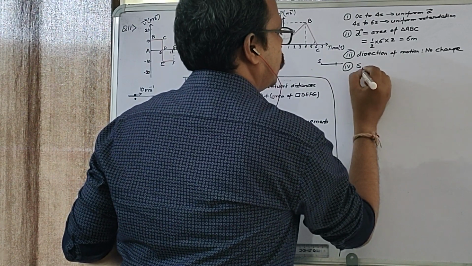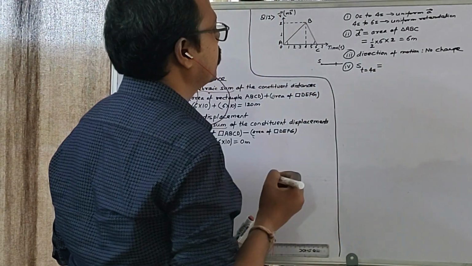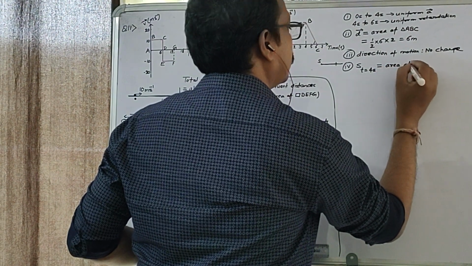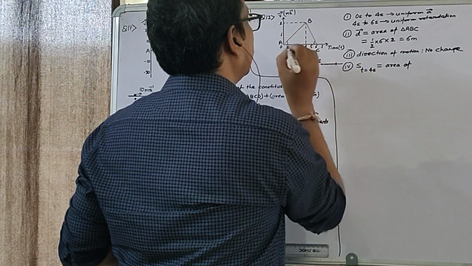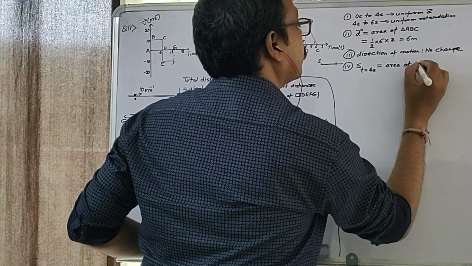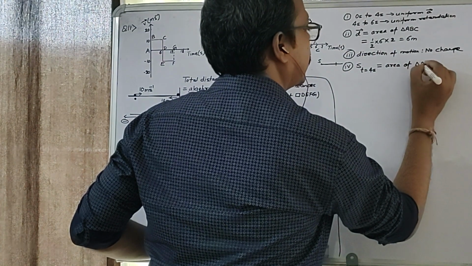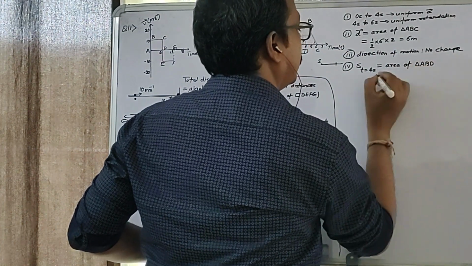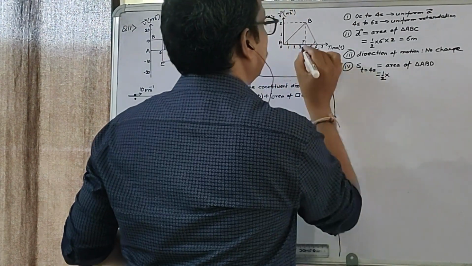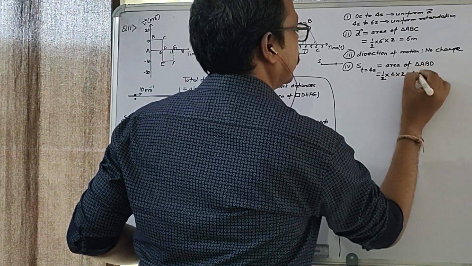As t equals 4 seconds, what is that? We can compare. It is the area of, let us name this point B, the area of triangle ABD, where BD is perpendicular, of course, right? Area of right angle triangle ABD, and it is half of 4 into 2, which is coming 4 meter, right?